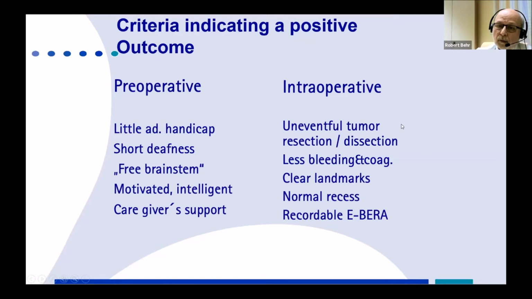Intraoperative criteria, of course, the tumor resection should be uneventful, not so much bleeding. Clear landmarks are important to place the electrode at the right position, at the right place for stimulating the cochlear nucleus. The lateral recess of the 4th ventricle, where the location of the cochlear nucleus is, should be free and good, and should be opened very well. And we should have intraoperative recordable electric auditory brainstem responses. I will come to this also later on.